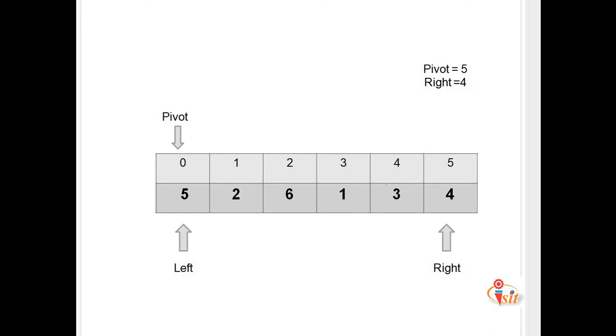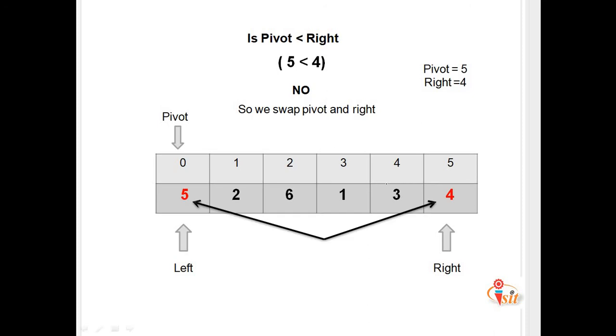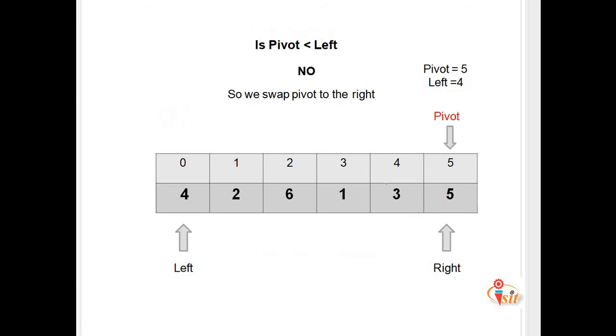Here the value of the pivot is 5, the value of the right is 4. We already know the rule: if the value of right is greater than pivot, then we need to move to the left. Here the value of right is 4 and the value of the pivot is 5, so the value of right is smaller than the pivot. In that case, left and right are not in the same position, so we need to swap pivot with the right. So the pivot and right are swapped with each other. The value of right, that is 4, goes to the first position, and the pivot goes to the last position.